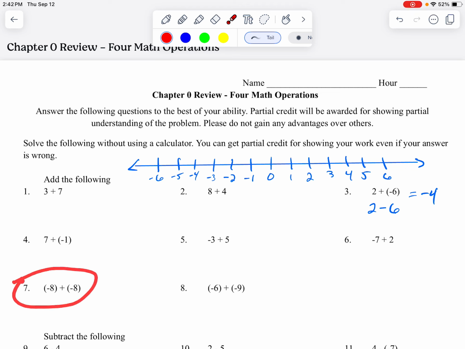So if we look at number 7, I'm starting at negative 8. If I add a negative 8 to that, that means I'm just continuing to go backwards further. I started at negative 8. If I'm looking at my number line, that would be somewhere over here, negative 8. If I add another negative 8, I would go 8 more, I would end up at negative 16. And then similarly here, I'd end up at negative 15. So these are ones that students tend to struggle with a little bit.